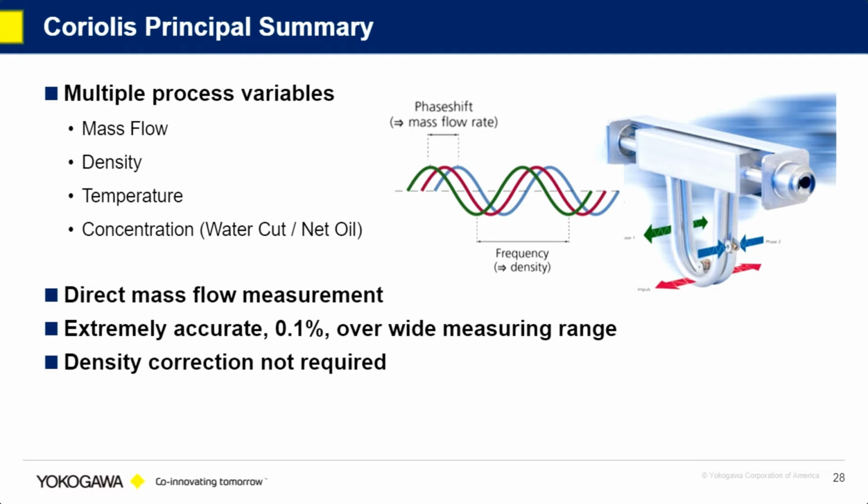And then by utilizing the density and temperature, we can do more advanced measurements like a concentration measurement or net oil and gas void fraction measurement. So again, the Coriolis is a mass flow measurement with a very high accuracy of 0.1% of your mass flow.